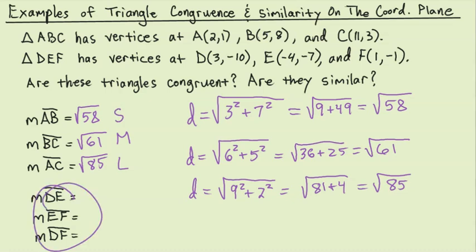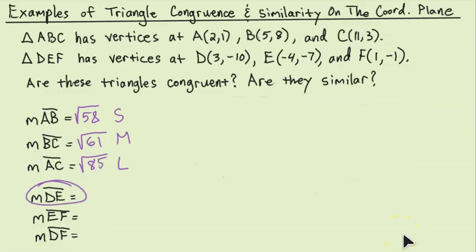Now we're going to do the same thing for triangle DEF. All right, so let's calculate the measure of side DE. So we're going from D, 3, negative 10, to E, negative 4, negative 7. All right, so distance, square root of, well, what's the distance between 3 and negative 4? Okay, well, that's 7. So we're going to do 7 squared. You may say, how did you know the distance between 3 and negative 4? Well, 3 is 3 units away from 0, and negative 4 is 4 units away from 0.